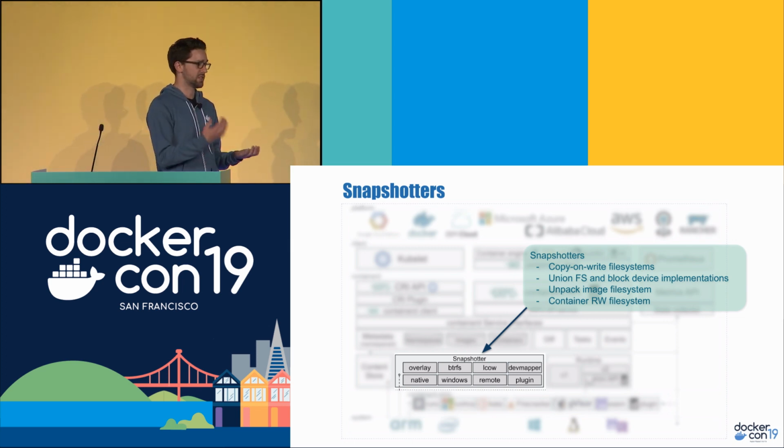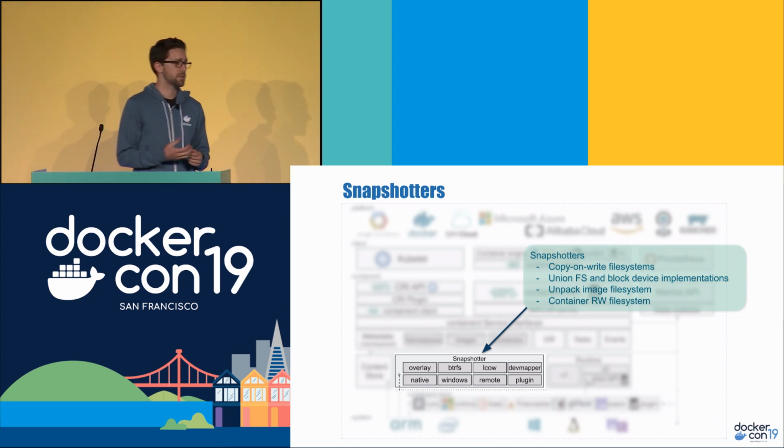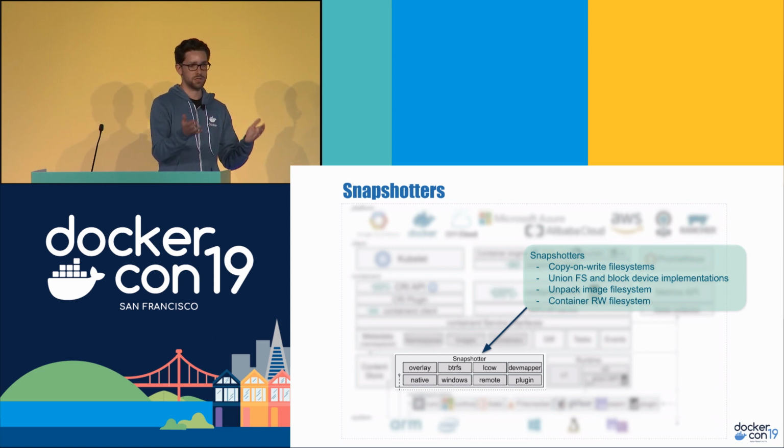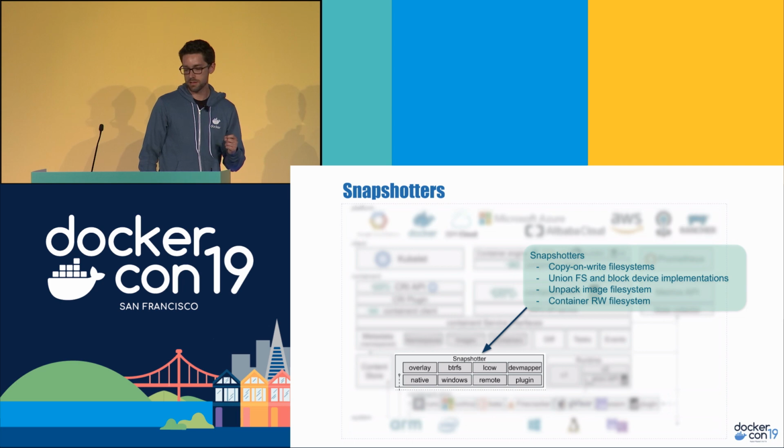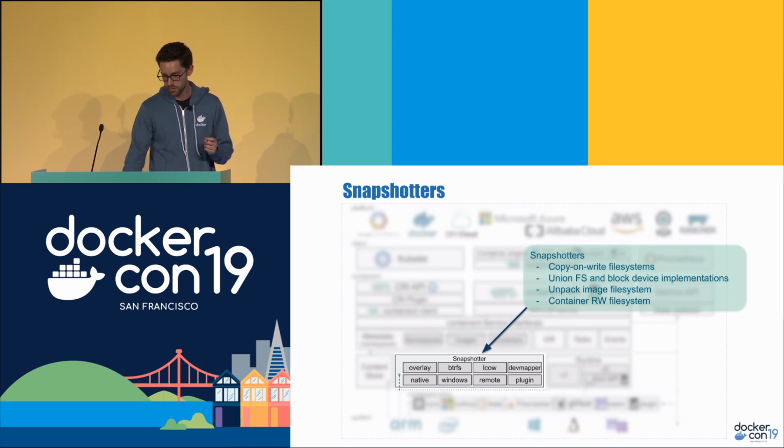So the snapshotters actually hold the unpacked file systems. You can think of them as similar to Docker's graph drivers today. The graph drivers actually store the unpacked layers for each of the images. So the snapshotters are handling that, but they're also handling, whenever you create a new container, the top level read-write layer that's going to be handled by the snapshotters as well.